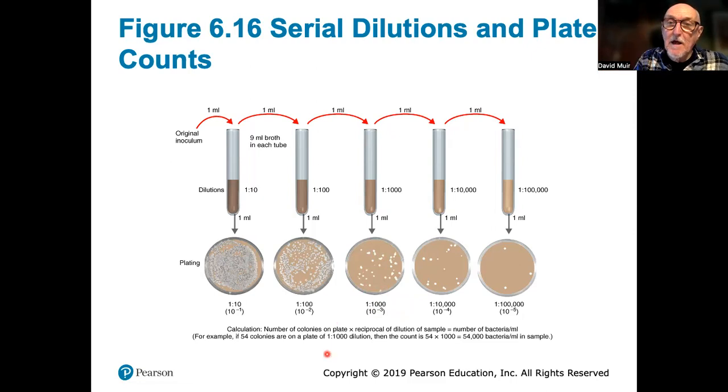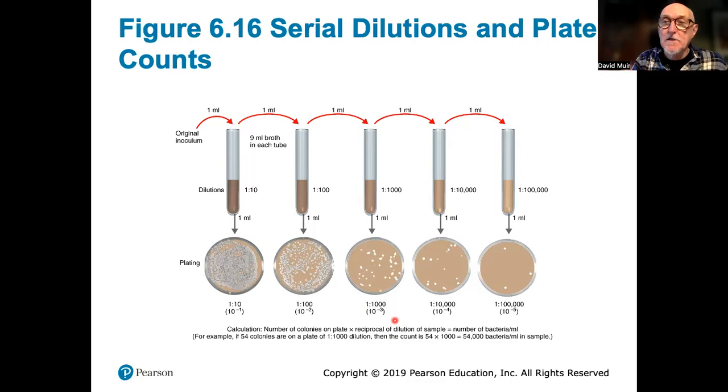Do it. Take your calculator or whatever, but you should be able to do it up here. Divide 27 by 10 to the minus 3 and see what you end up. You will end up at 2.7 times 10 to the 4, 2.7 times 10 to the 4 per milliliter. That is your population size.